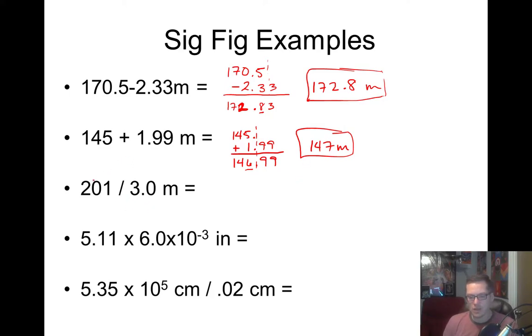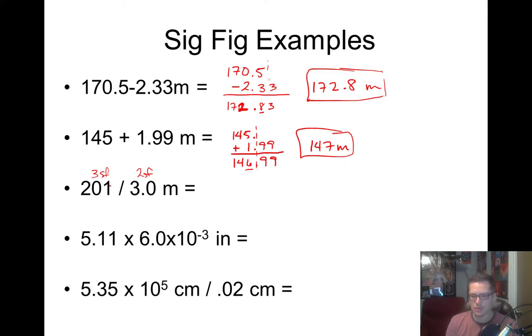Multiplying and dividing. Now we're going to look at the total number of sig figs that each number has. So we go back to that previous slide when we figured out the number of sig figs. This one, with the sandwich 0, has 3 sig figs, and I write the sig figs above them until I get used to doing them. 3 sig figs here. 3.0 has 2 sig figs. So 3 sig figs, 2 sig figs. That means my answer can only have 2 sig figs.